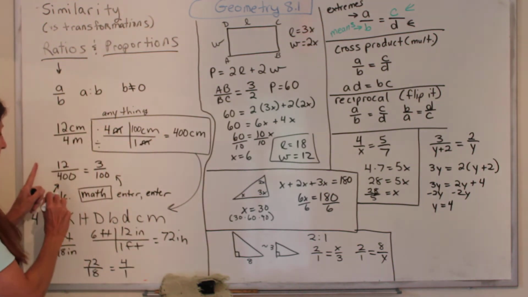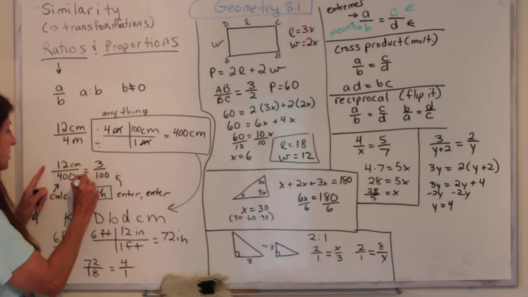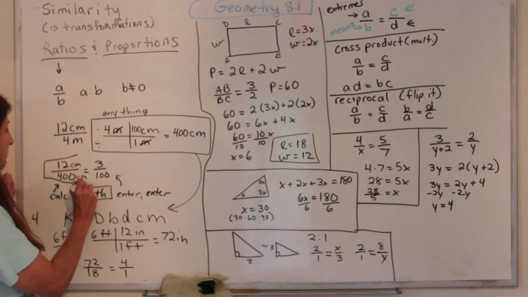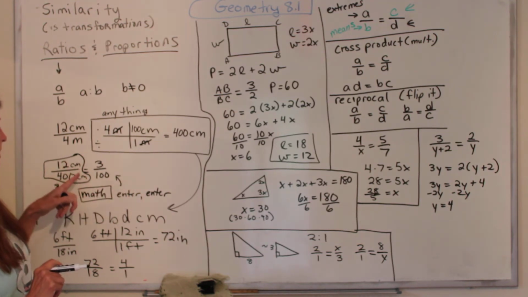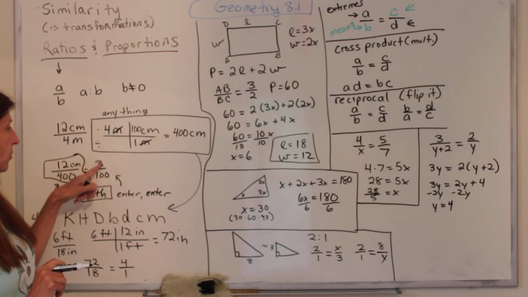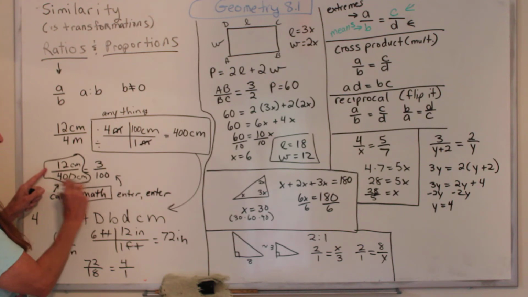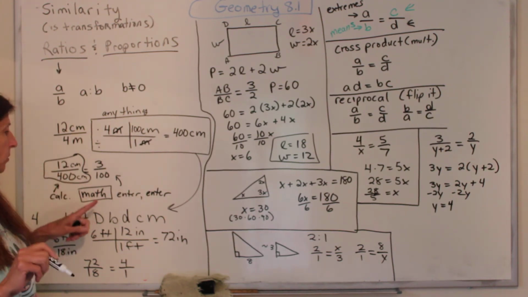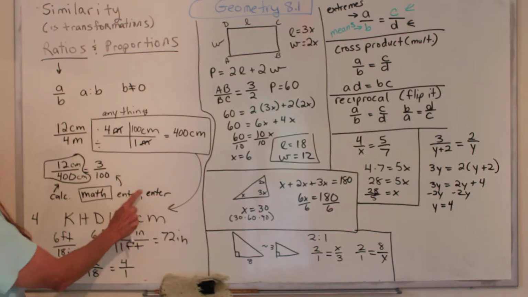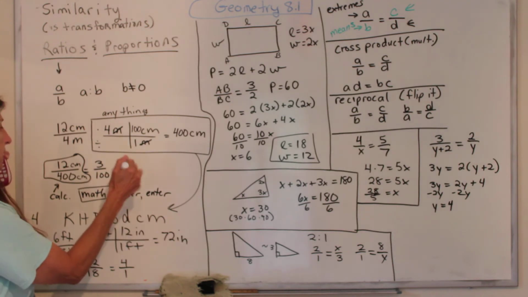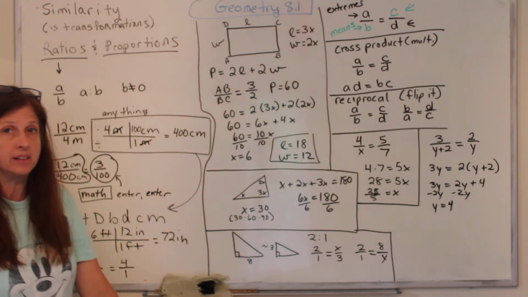So now we write our ratio correctly: 12 centimeters to 400 centimeters. And this is not reduced. If you have something that's not reduced, they want you to reduce it. Now if you didn't know that this reduces to 3 over 100, you can do it quickly on your calculator. Just put in 12 divided by 400 and it will give a decimal. Then you hit the button that says math, which I think is funny because aren't they all math? And then enter twice, and it will give you that answer. Your calculator will reduce fractions for you. Wouldn't that have made 6th grade easier?